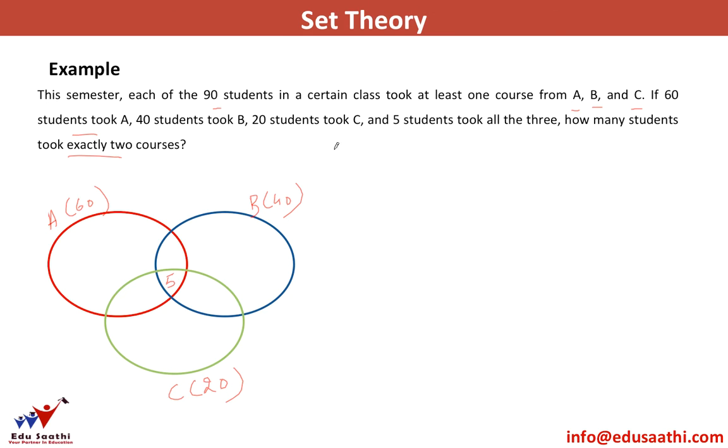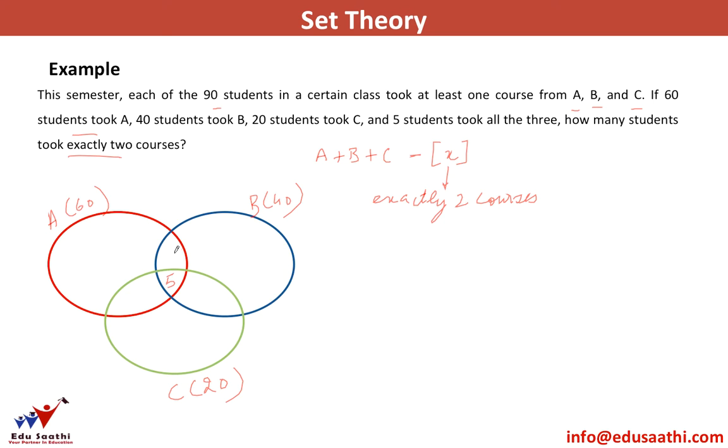Now again, as in the previous question, A plus B plus C minus once the number of elements, let's say X. Here X represents people who opted for exactly two courses.